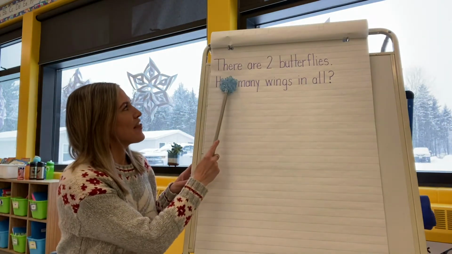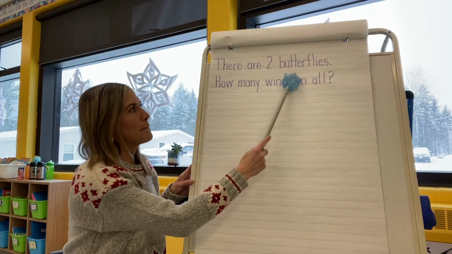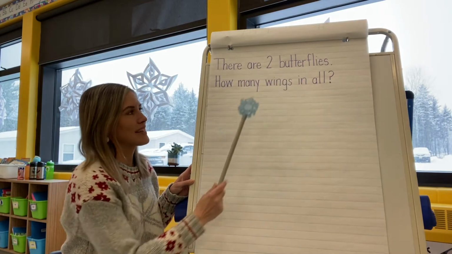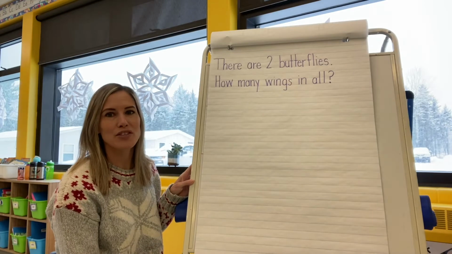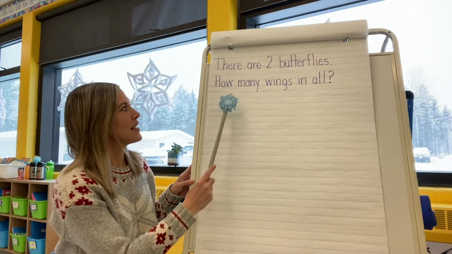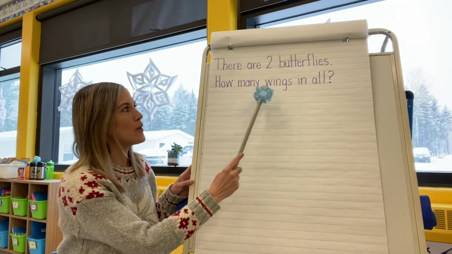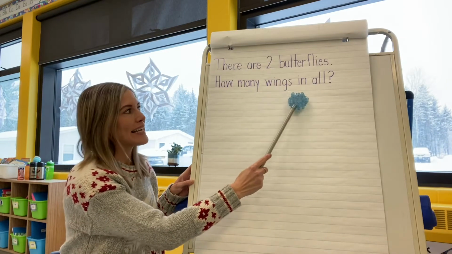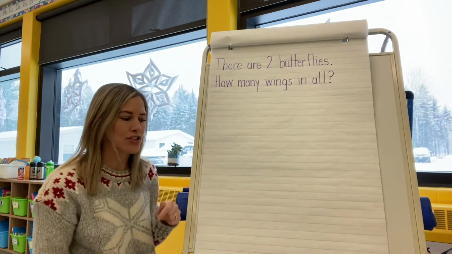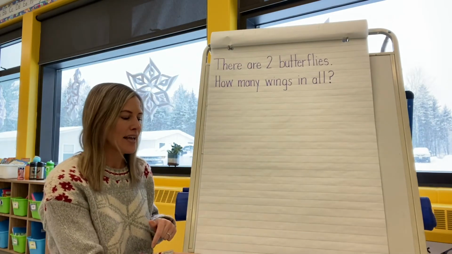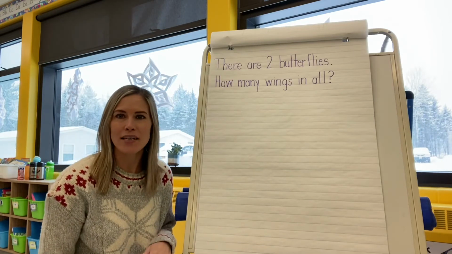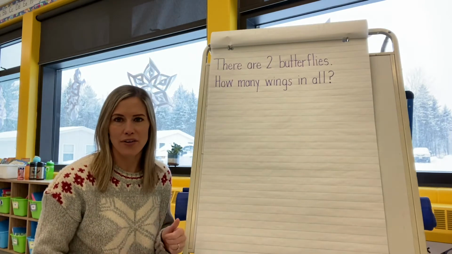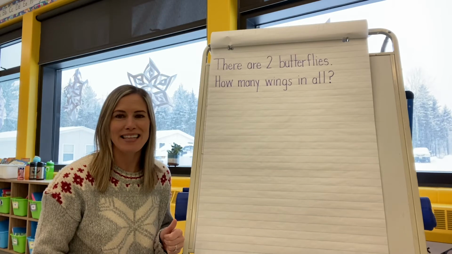It says, there are 2 butterflies. Okay, so can you picture in your mind for a minute 2 butterflies? Then it says, how many wings in all? So try to picture 2 butterflies and how many wings would there be all together? So I'll give you a minute to think about it.